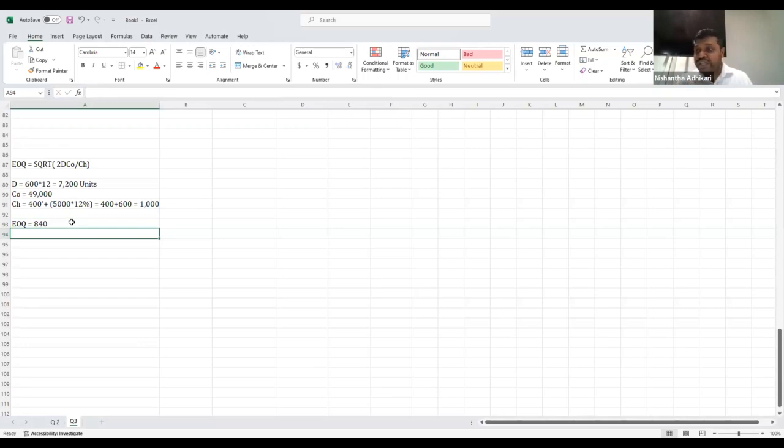If you order 840, you have to work out what is your total cost of inventory. If you order 840, you won't get any discount on the purchase cost. Then you have to see what is the economic order quantity. EOQ 840, right, okay. Now I will work it out. Cost of purchasing. How to work it out?